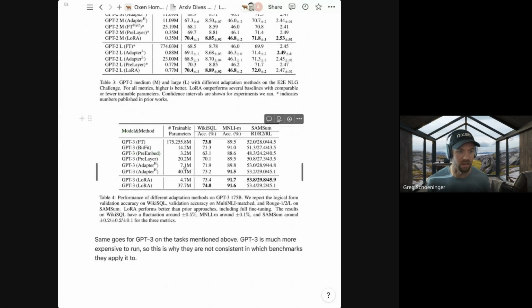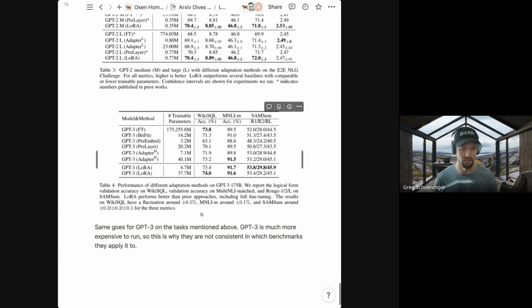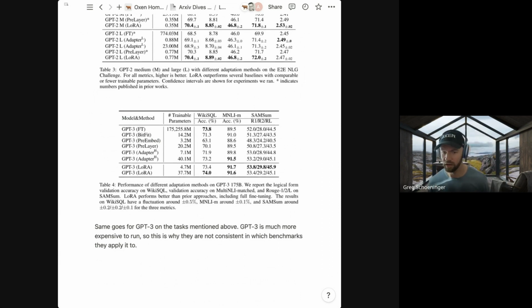But you can even see the number of total trainable parameters in this model for a full fine-tune versus a LoRA is pretty significant. And the full fine-tuning actually performed slightly worse on wiki-SQL than the LoRA, which feels like just a win-win in that scenario.